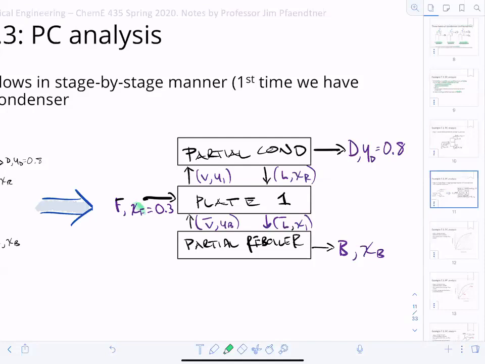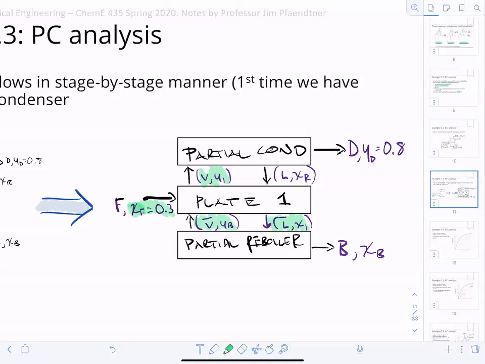So there's the feed of my light key, 0.3 mole fraction. And then there are two additional streams entering and leaving plate one. So plate one is where all the action is. We have a vapor stream leaving with composition Y1. We have a liquid stream leaving with composition X1. We have a vapor stream entering.